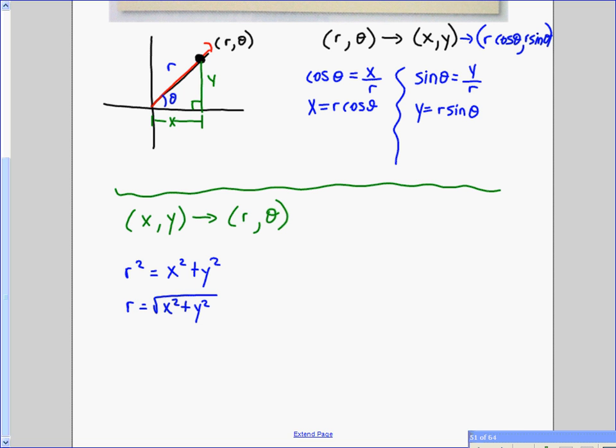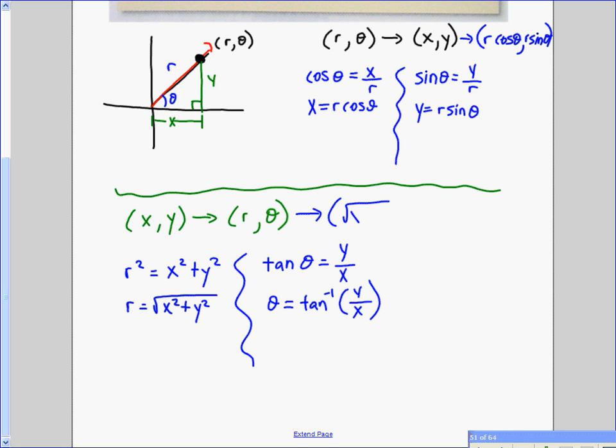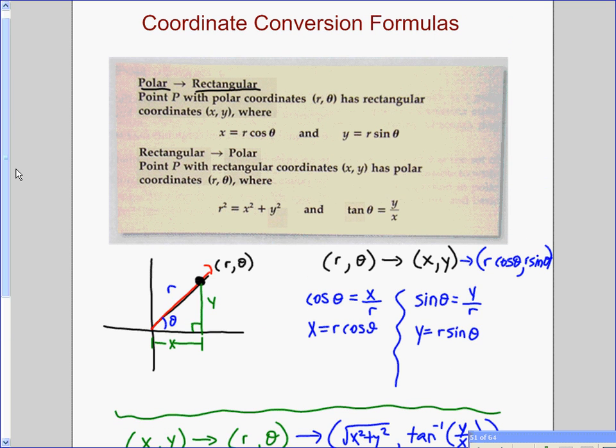Okay, and then when we go to find theta, we have an angle, we have the opposite, we have the adjacent. So we could say that the tangent of theta is equal to y over x. And then theta would be the inverse tangent or arctan of y over x. So that means at this point r theta can be rewritten as the square root of x squared plus y squared, arctan of y over x. And that's where these rules come from. And that's going to help us do some conversions here.